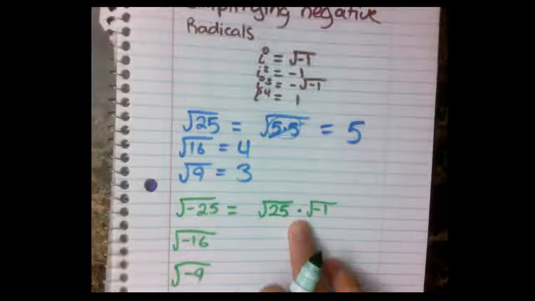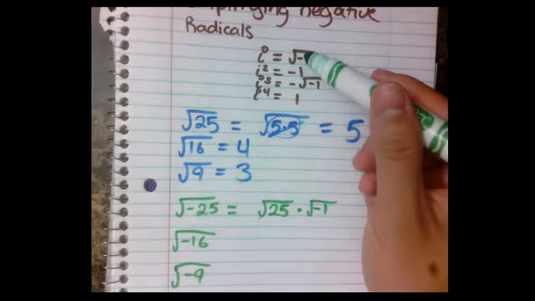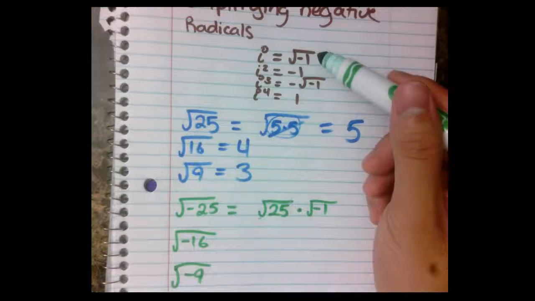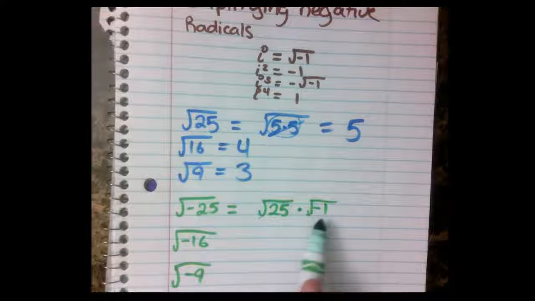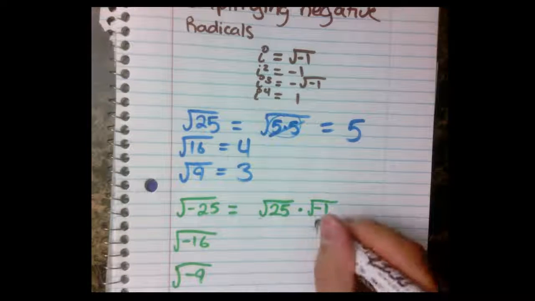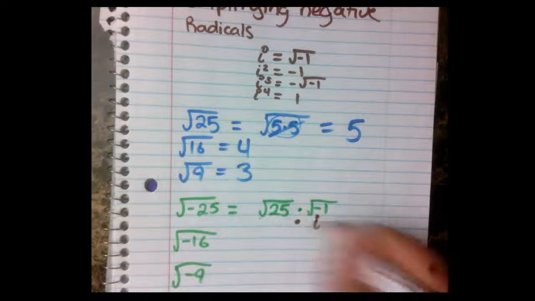Okay? Here's the thing. Up here we already defined it: i is equal to the square root of negative 1. So you know that this one, the square root of negative 1, is the same as saying i. I'm going to write that in brown right below it. So this is actually the same as saying times i. Okay?